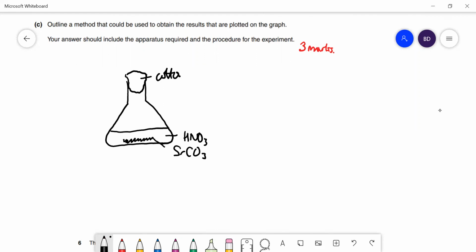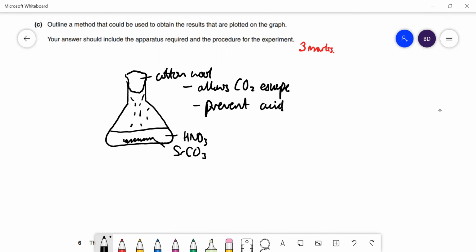Obviously you wouldn't put a proper bung in there because it would stop the gas escaping, or the bung would pop out. The reason for the cotton wool bung is that it allows the CO2 to escape, but prevents any liquid, any acid, escaping, which you wouldn't want. Sometimes because it's fizzing, you get a bit of splashing of acid and that can come out of the flask. And because you're not dealing with very big mass losses, that will make a difference.